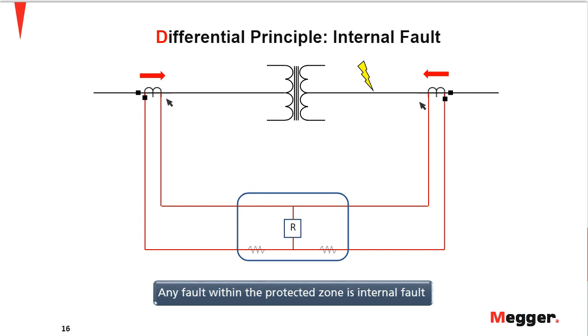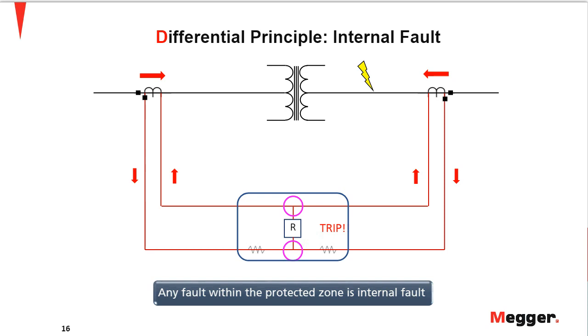So this is where the fault is, and what happens to the flow of currents is now the current that is flowing in here flows through the transformer. Now the current on the other side, the direction is reversed and it's feeding into this fault. Now you can see that the currents are summing up such that your I operate would be a very high value, and then it is a clear internal fault condition.